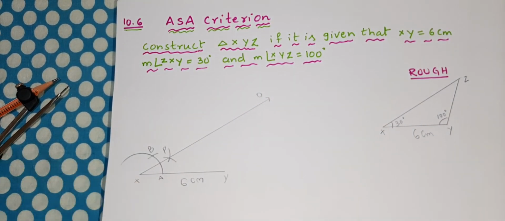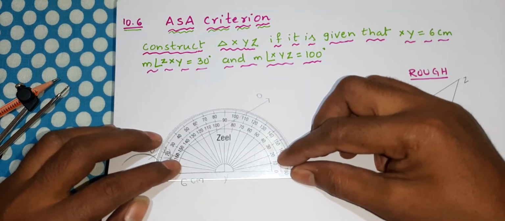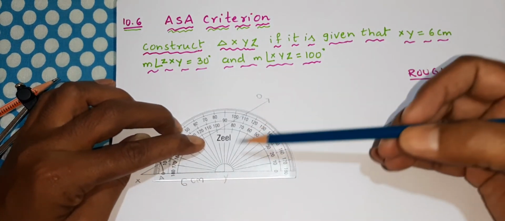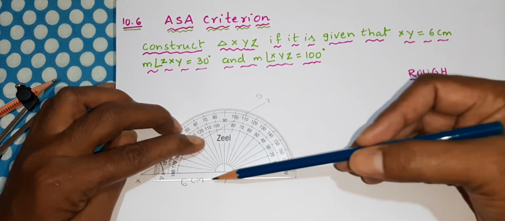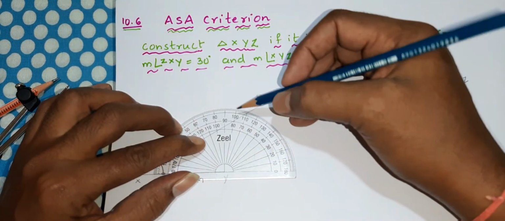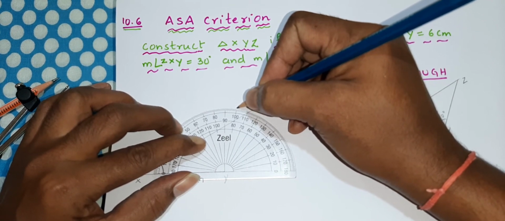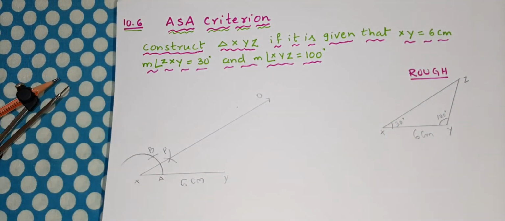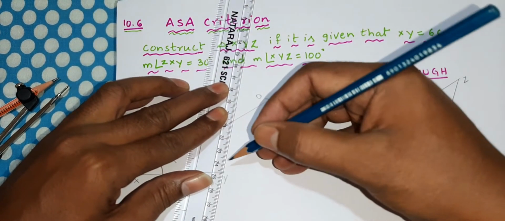Now we are going to construct 100 degrees by using protractor. Now place the protractor at point Y exactly. See here, this point will coincide with Y, and this line will coincide with XY. Clear, children? Now where is 100 degrees? Here it is 100 degrees. Now here you can mark the point. Now you just draw a line from Y through that point.